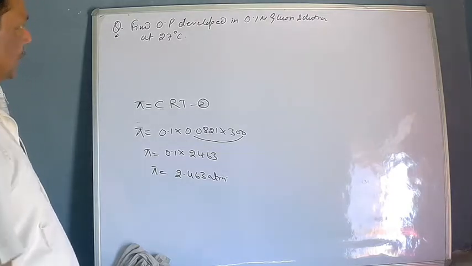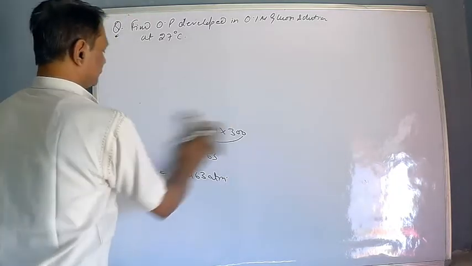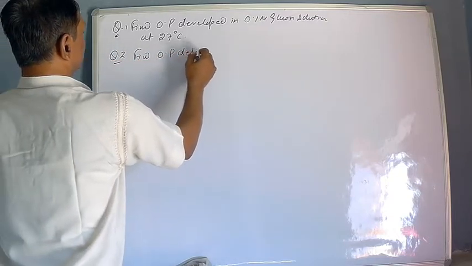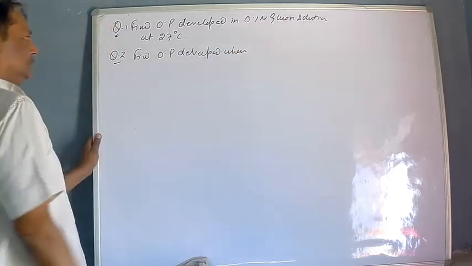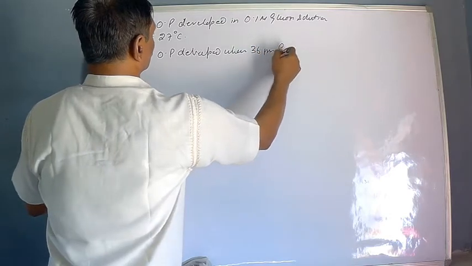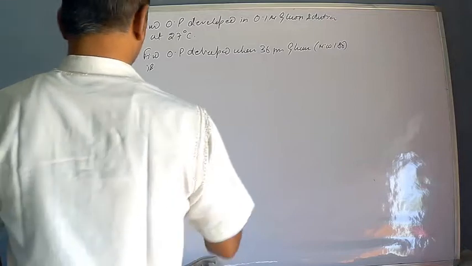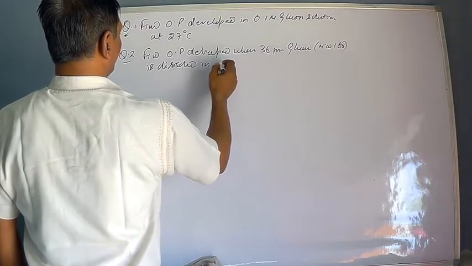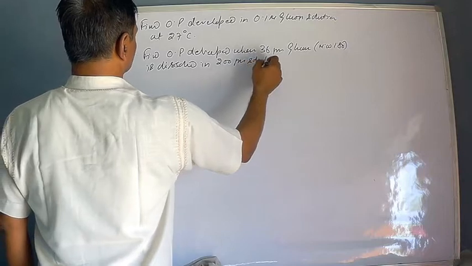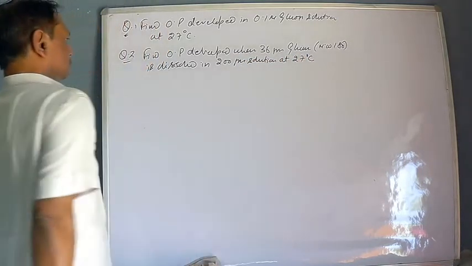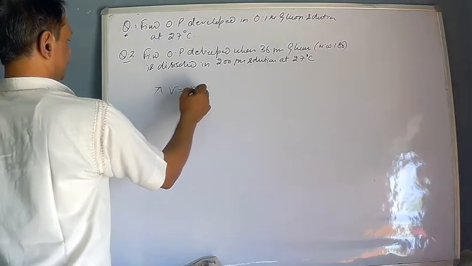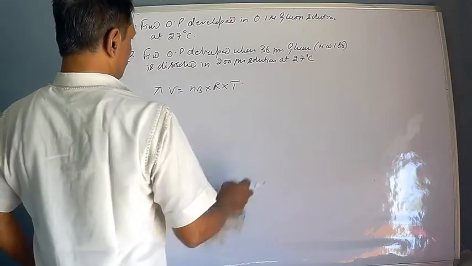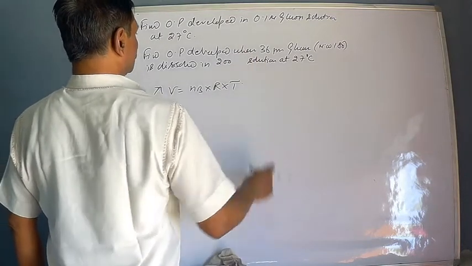We can go for another numerical. Find osmotic pressure developed when 36 gram glucose, molecular weight 180, is dissolved in 200 gram solution at 27 degrees C. So class, we will use the basic formula pi V equals to nb into R into T. Just one correction, make it 200 ml solution.